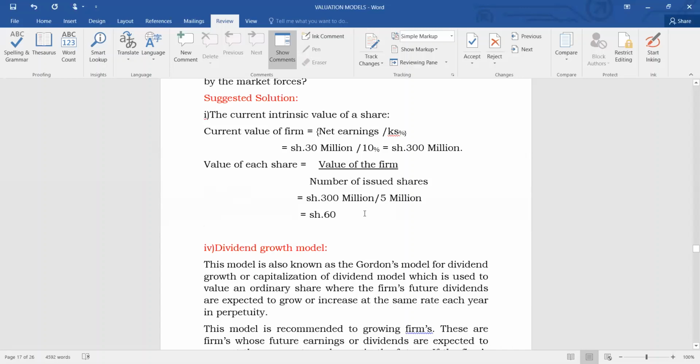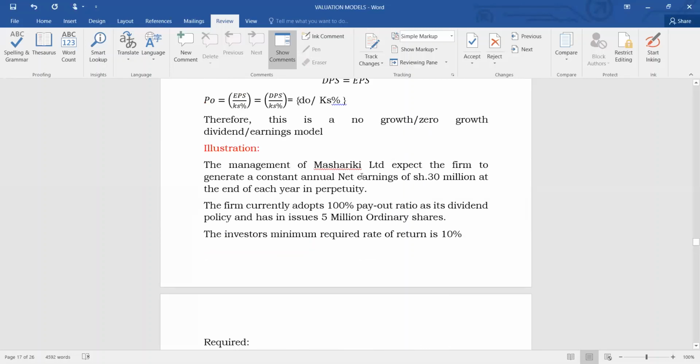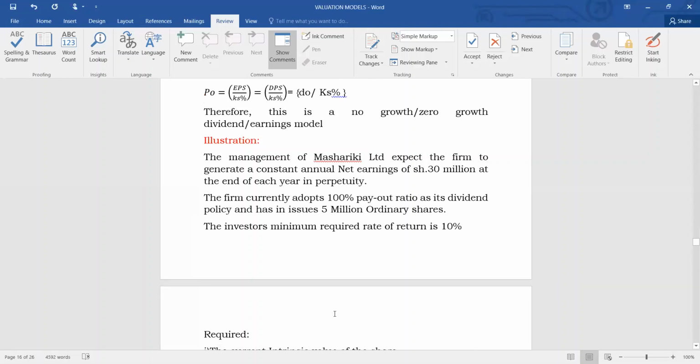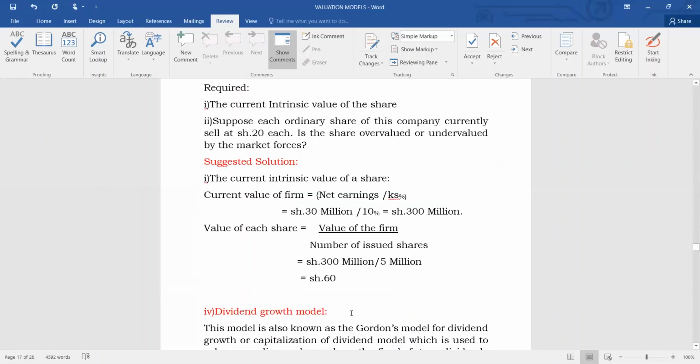I'm showing an alternative way. What I've worked out here, I've used the value of the firm, which is 300 million, divided by the number of shares. But you could opt to work out earning per share and determine dividend per share, and then discount the dividend per share to get the value of a share. I didn't work out the alternative, but I'm sure you can see it from afar.